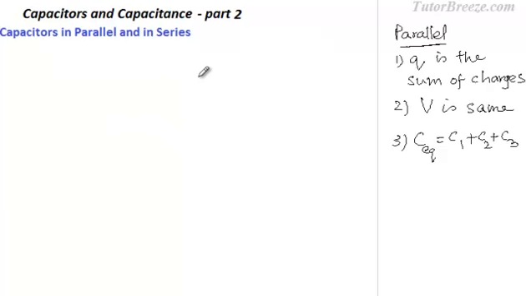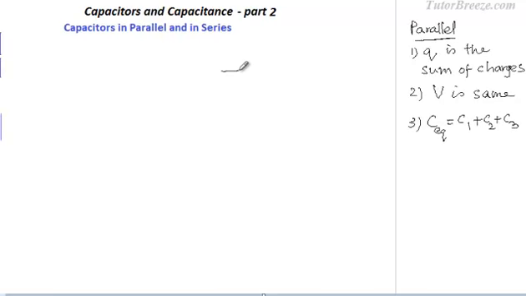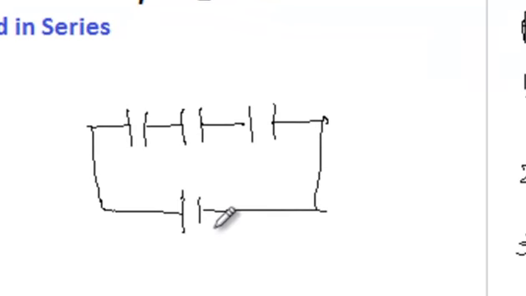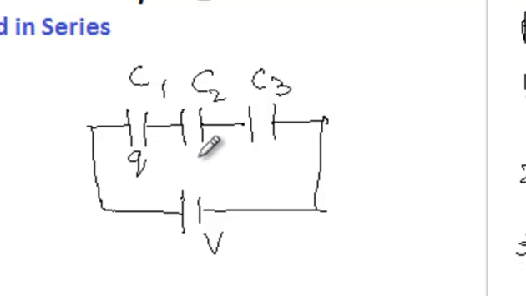Okay, now next let's consider a series combination of capacitors. Say we have 3 capacitors of capacitance C1, C2 and C3, and these are connected across a source whose voltage is V. Now, the charge on each of the capacitors is going to be the same.